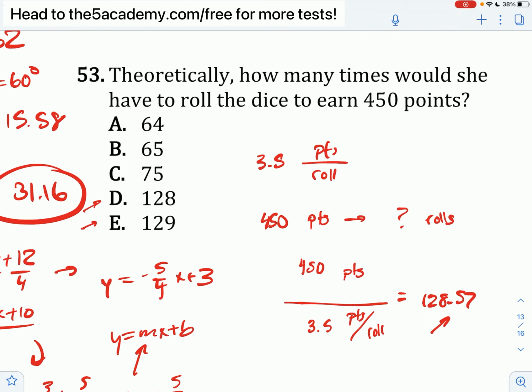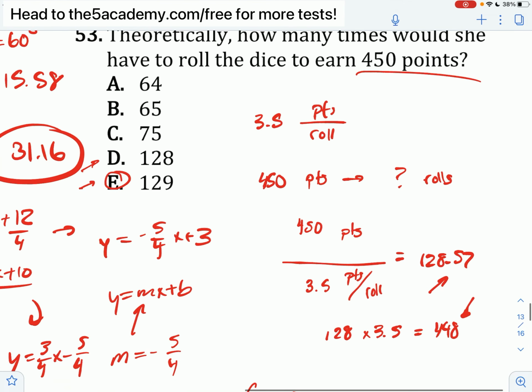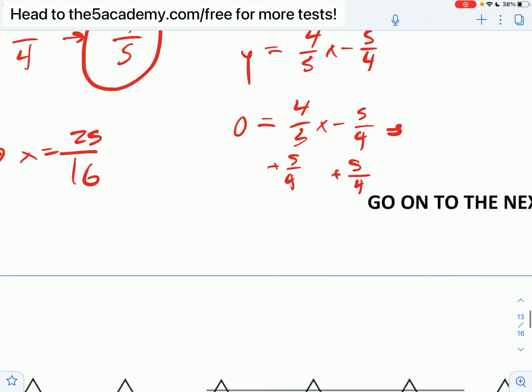Obviously, we could just round up, and I believe rounding up does get us the right answer. But conceptually, what does this mean? If you roll 128 times, you'll notice that that is less than the required value. So 128 times 3.5 is 448. This is not the same thing as 450. If we want at least 450 points, we have to do another roll. Sorry, 129, and that means we would be at 451.5 or something like that. That's how you do this particular problem.